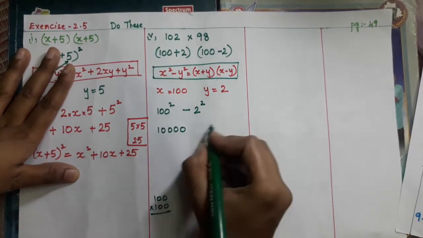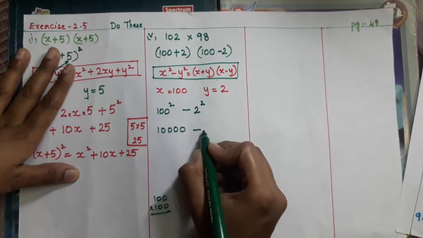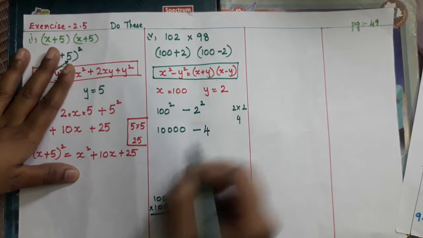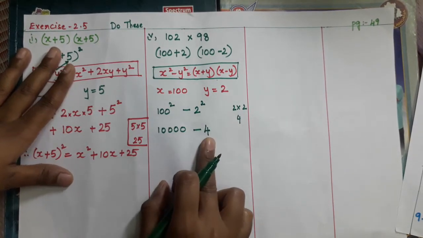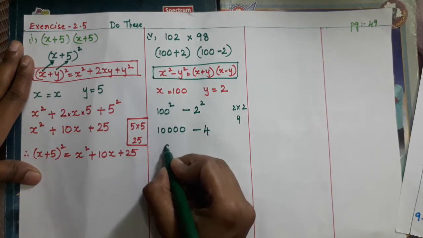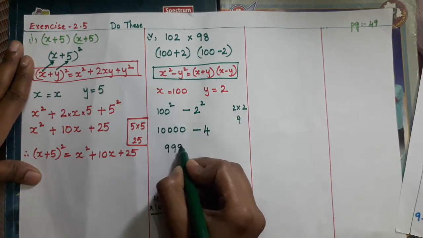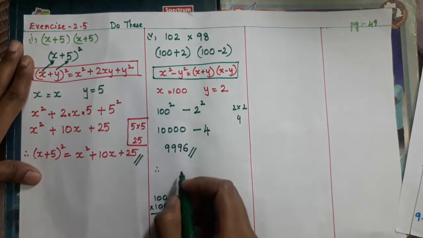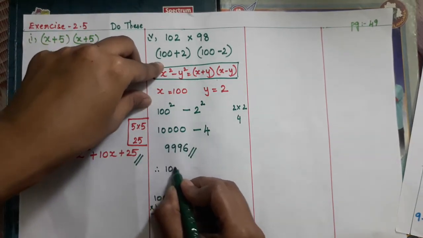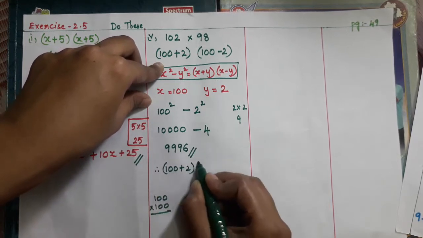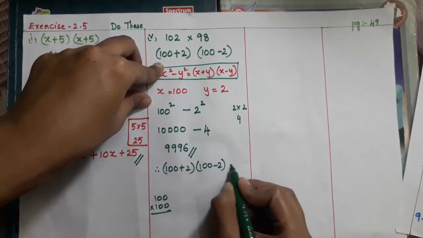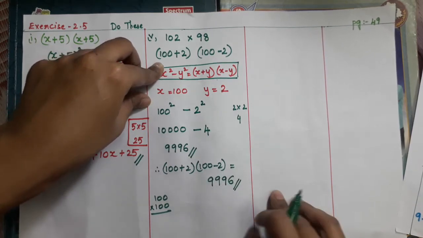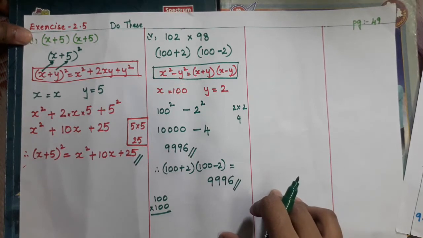Minus 2 into 2 is what? 2 into 2 is nothing but 4, so we are going to write 4. Now 10,000 minus 4 is what, children? 9,996. Now therefore, 100 plus 2, 100 minus 2 is equal to 9,996. Did you all understand, children?